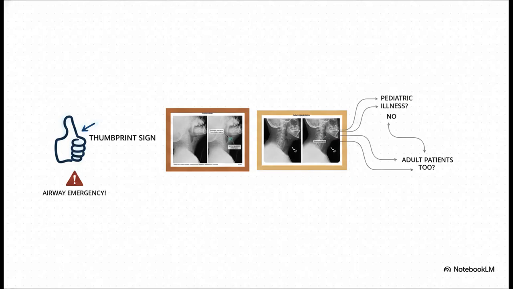You've probably heard of the classic thumbprint sign. It's caused by a severely inflamed, swollen epiglottis. But here is the critical thing to remember for test day. This is not just a pediatric illness. This severely thickened epiglottis happens in adult patients too. If you spot this thumbprint, you are dealing with a severe acute airway emergency, period.